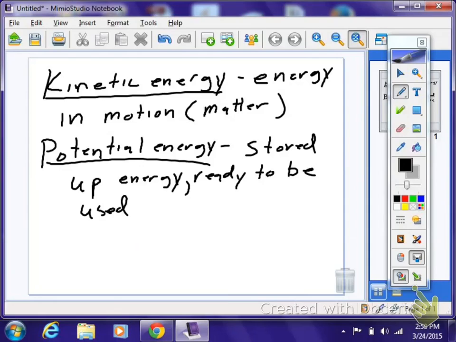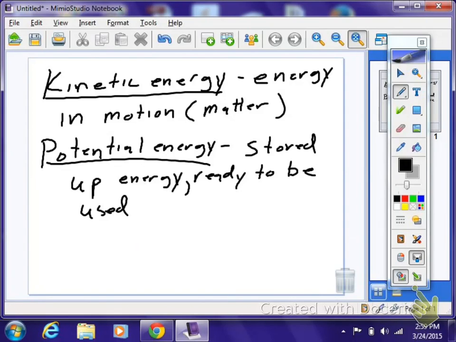A battery dead has no potential energy. Okay? There's no potential energy. So it's a good thing that, with technology, they have to find ways in which to make batteries better, longer lasting. Okay?